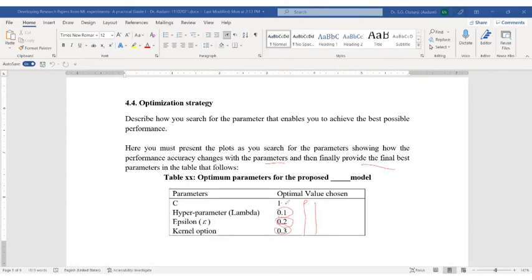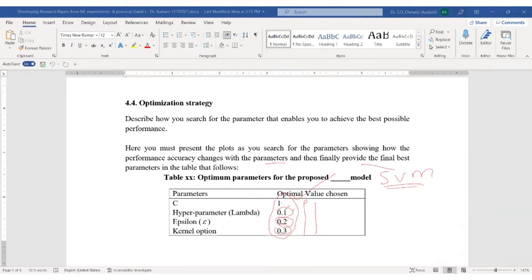However, some people might want to say, how did you get this value? See, including these values is compulsory. That is what you need to do. You must include them, because there's no way I can repeat your support vector machine experiment without knowing the values that you have used. These are the final values.